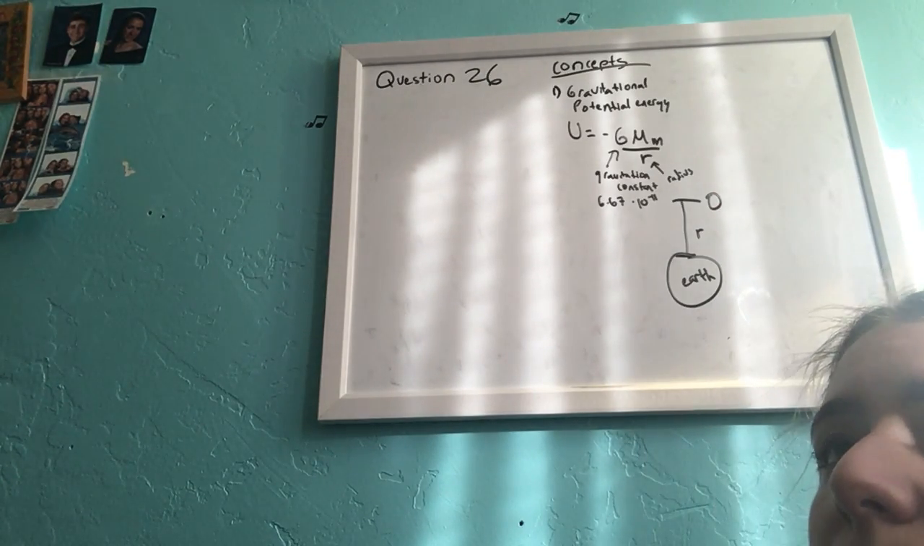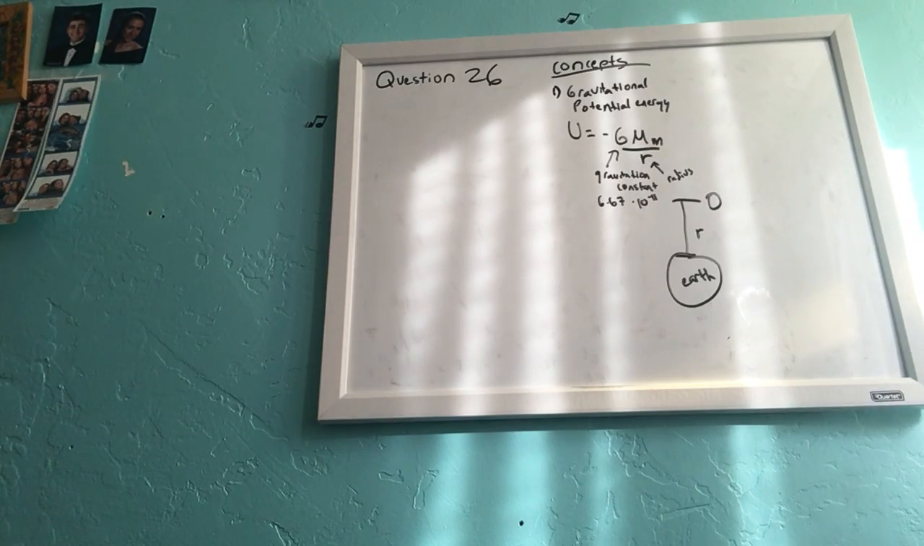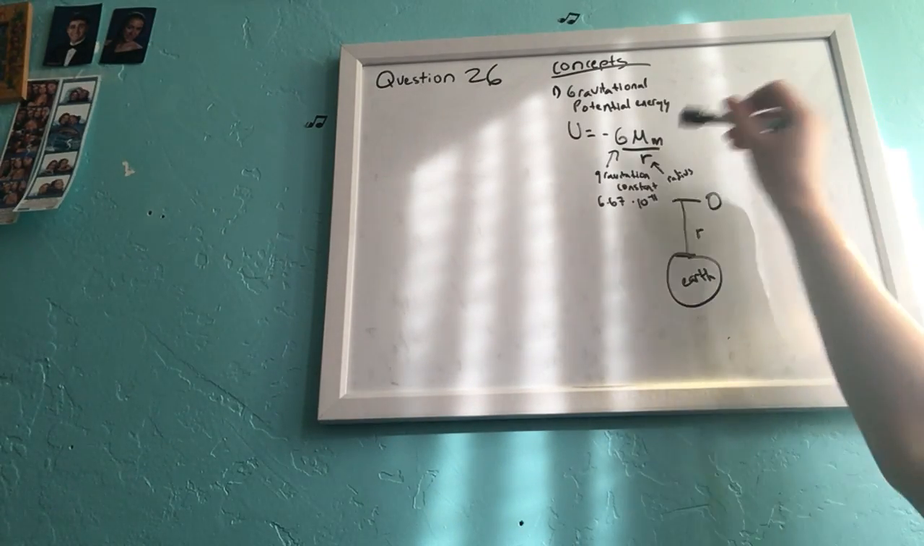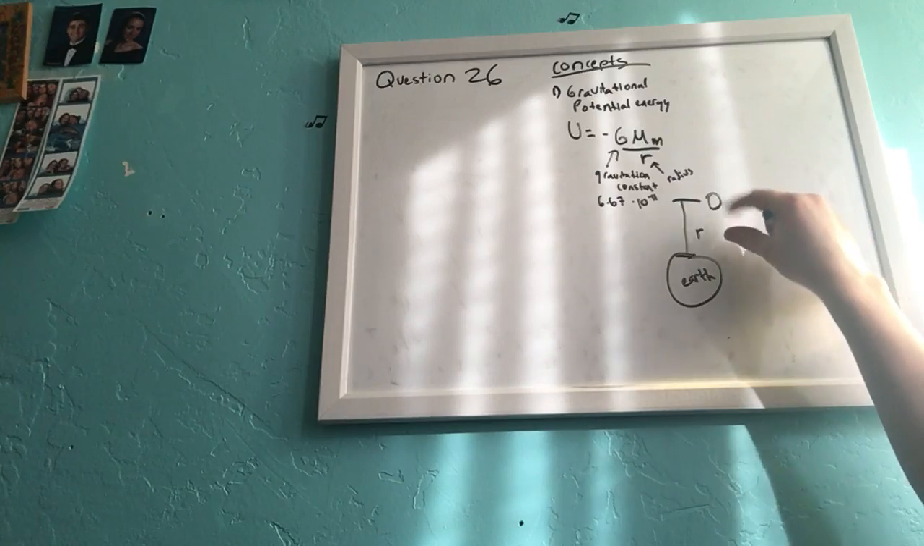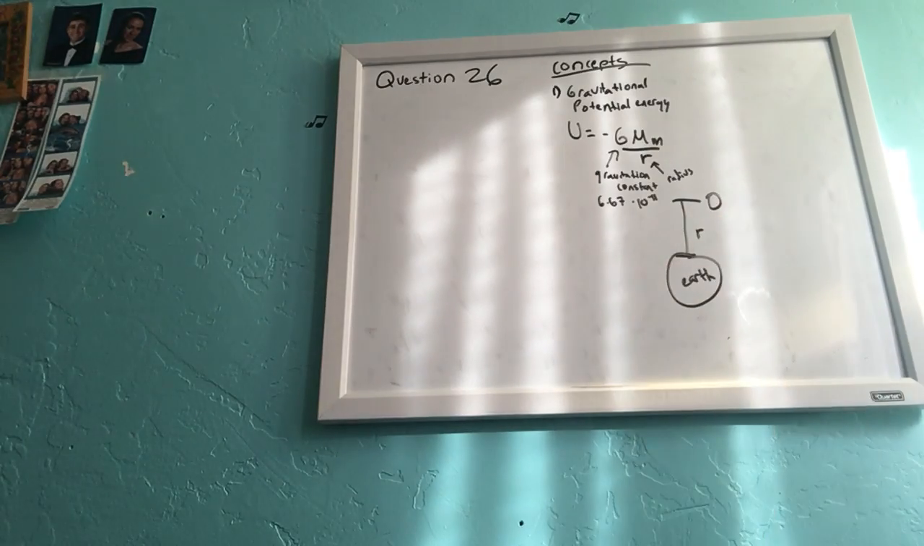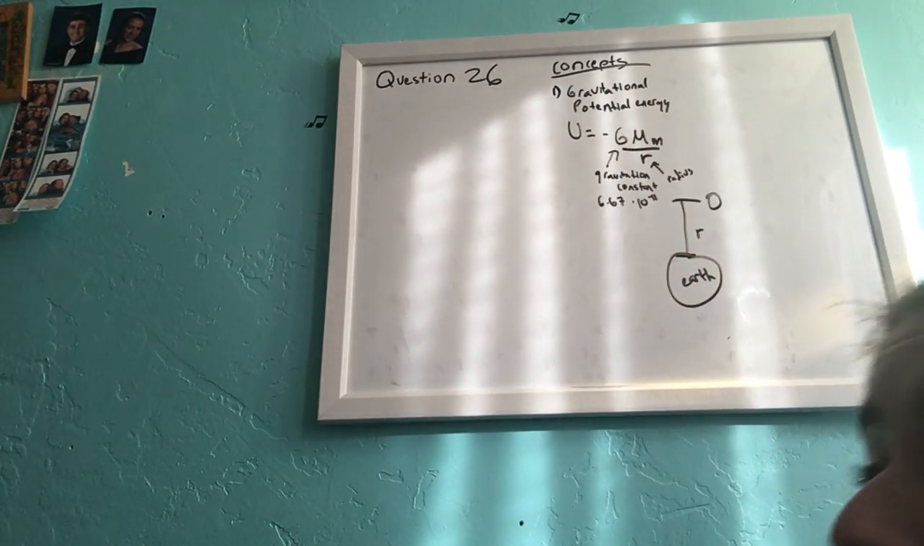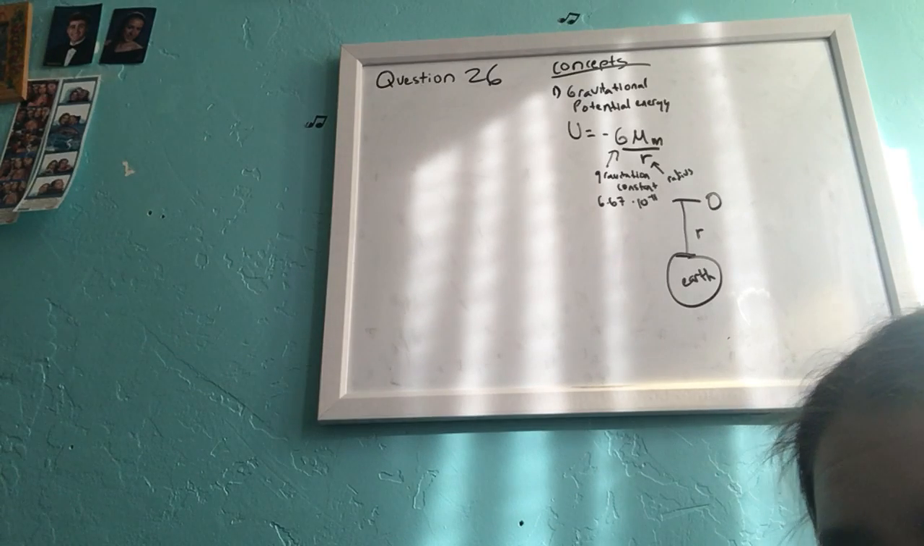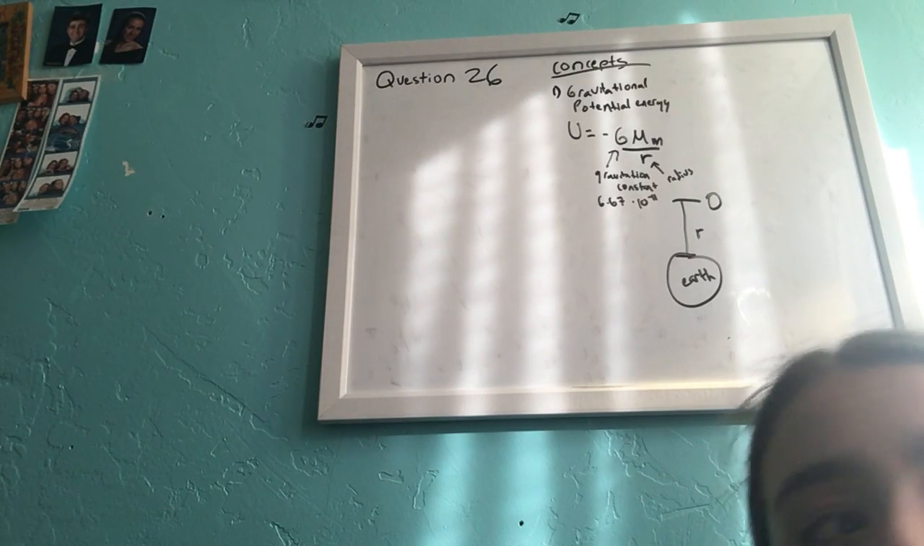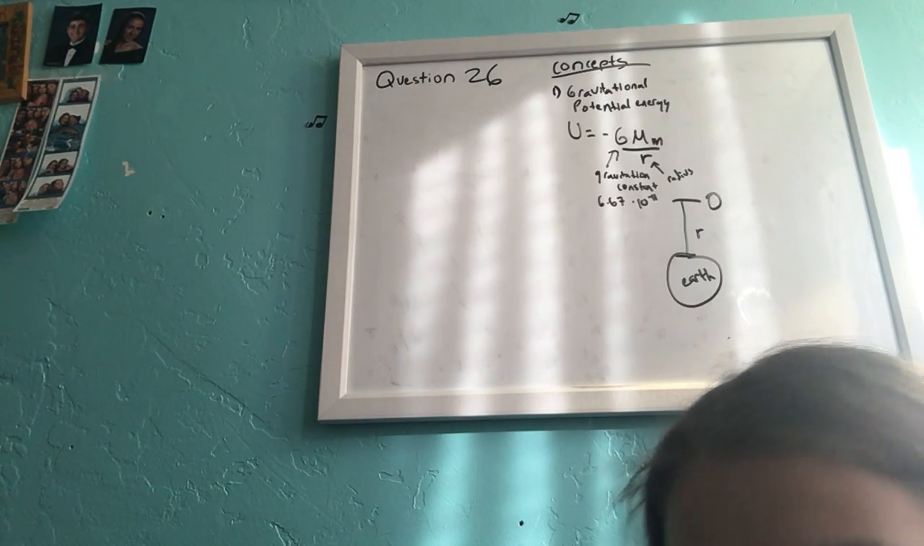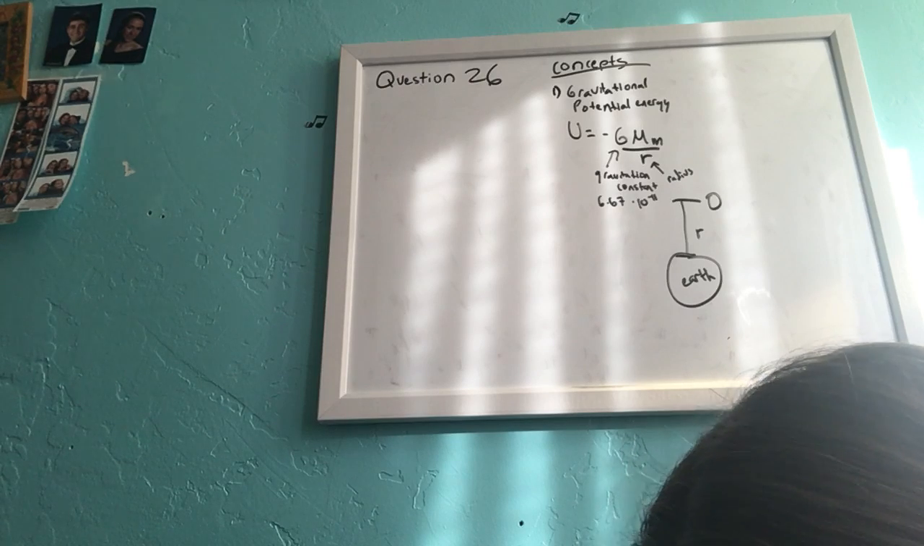So it's similar to potential energy, but basically this is one mass, this is the other mass, this is the radius, and as the radius gets bigger, this will increase. So basically, that's just what it's saying. So now I will read question 26.